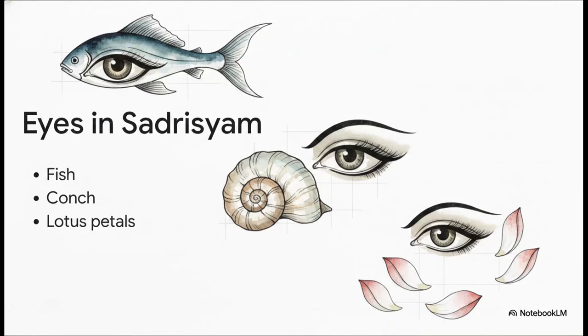To give you a highly specific example of how this plays out, the ancient Chitra Sutra text actually mentions 5 types of eyes an artist can paint, and they're all derived directly from the shapes of nature. So for example, artists could paint eyes shaped like a fish, a conch shell, or lotus petals. It's such a brilliant way to ground abstract concepts in observable truth. It makes the art instantly recognizable and authentic to the human eye.